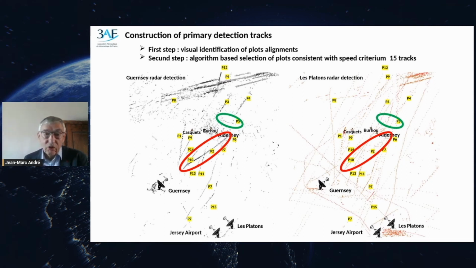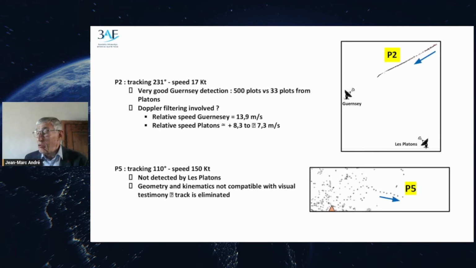We can see that already on the maps. And P5 is completely different. We'll see that it's perpendicular to all the trajectories. P2, we have measured the tracking 231 degrees and speed 17 knots. It's slow.